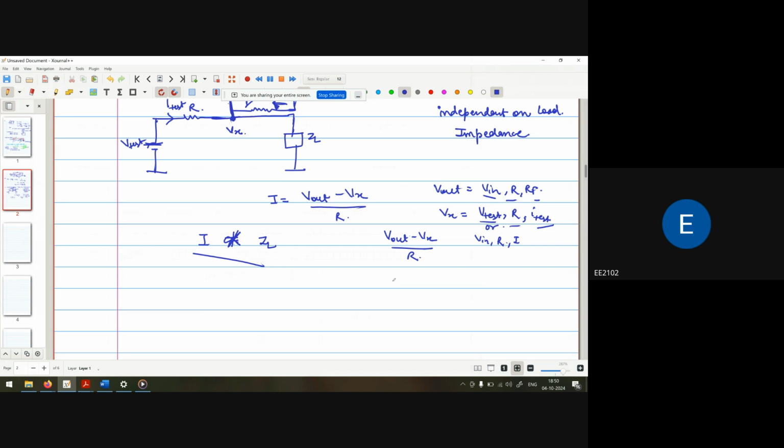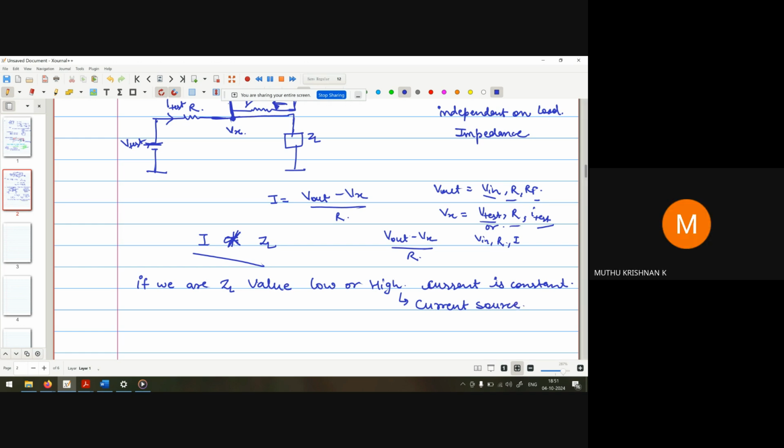So if we are using ZL value low or high, current is constant for both cases. Okay, and if current is constant, can I use this current as a source? So it behaves as a current source.